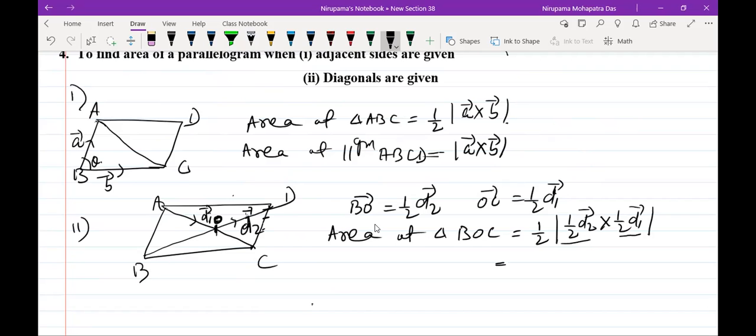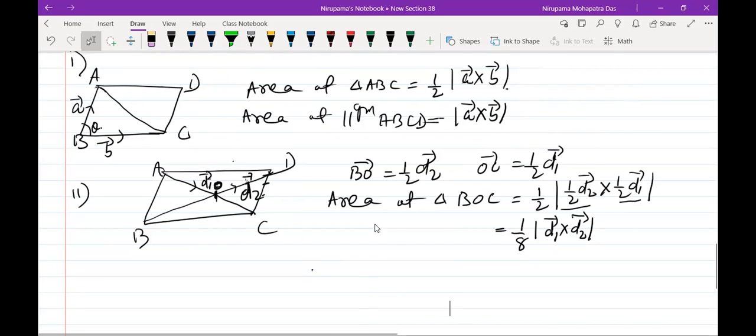So it means we are getting 1 by 8 of, this is magnitude, so you don't have any problem whether you write D2 cross D1 or D1 cross D2. So I'm writing here D1 cross D2. I'm taking the magnitude. Anyway, we don't have any problem in plus and minus sign. Okay, so now area of BOC is 1 by 8 of this.